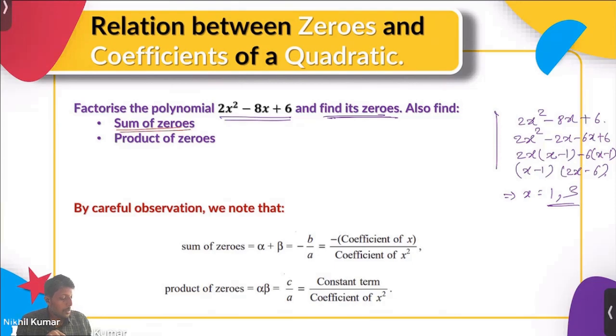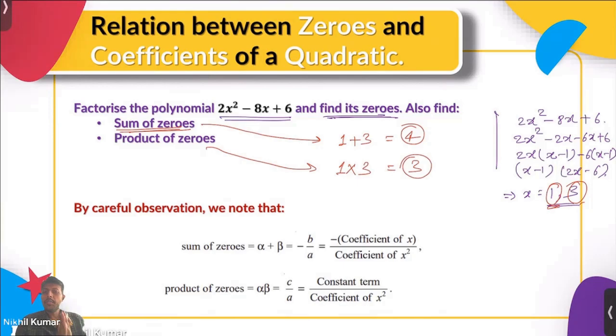Okay, once you have found out the zeros, now tell me this. Can you tell me what is the sum of these zeros? Do 1 plus 3. This is the sum, right? That's the sum of the zeros, right? Sum of the zeros is this plus this. It's 4. Also tell me what is the product of the zeros. What is the product of the zeros? 3 into 1 is equal to 3. So we have the sum and product.